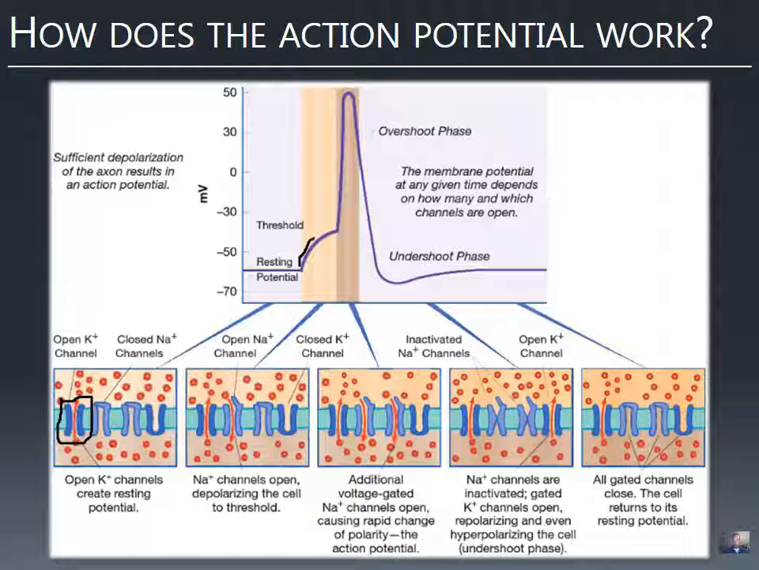So when positive charge moves in on this part of the curve, it depolarizes the neuron. In other words, it moves it closer to zero. Normally the membrane potential is negative. Positive charge flows in. That membrane potential moves closer to zero, so we call it depolarization. It's not quite so polarized. Now, once it hits a certain threshold, once it gets depolarized enough, sodium channels start opening up.